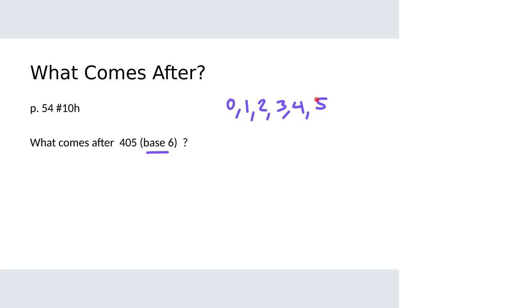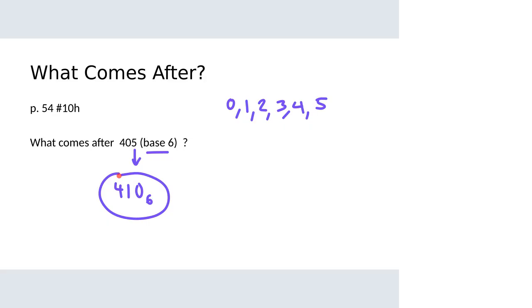So if we want to know what comes after 405, I can't put a 6 here, so it's not going to be 406, because 6 doesn't exist. This column is going to go up to a 0, so I'm going to have to bump this column up by 1, and I'll have 410 base 6. You'd just put 410. You wouldn't put the subscript 6 on there. You'd just have 410.